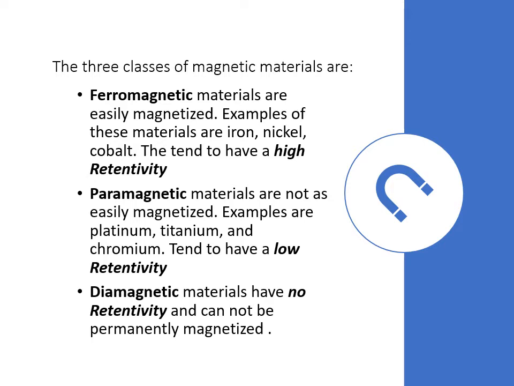Diamagnetic materials are the most important to us in the electrical sense. Diamagnetic materials tend to have no retentivity. They can be magnetized, but they lose their magnetism as soon as the magnetizing force has been removed.